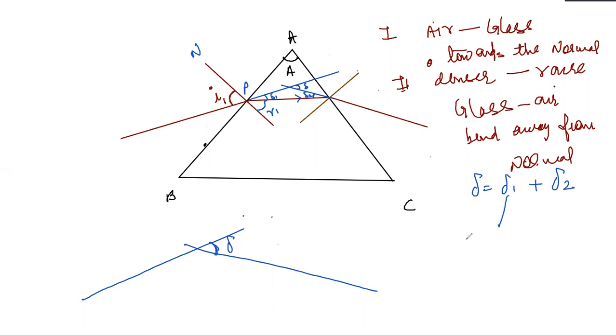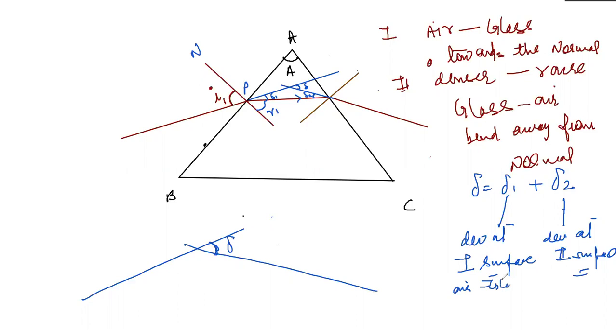Delta 1 क्या है यहाँ पर? Deviation at the first surface and deviation at the second surface. They are the two deviations for the light. First deviation is from air to glass, and second is from glass to air. Bending towards the normal and then bending away from the normal. Okay, that is what total deviation is there in the prism.